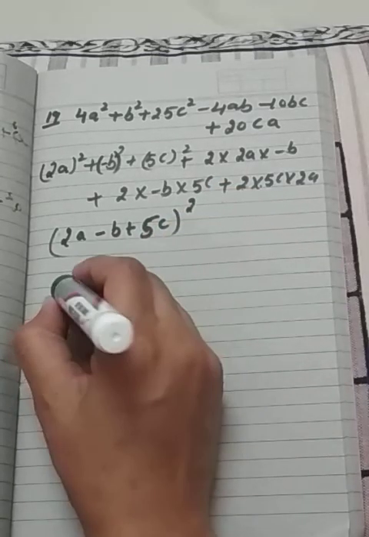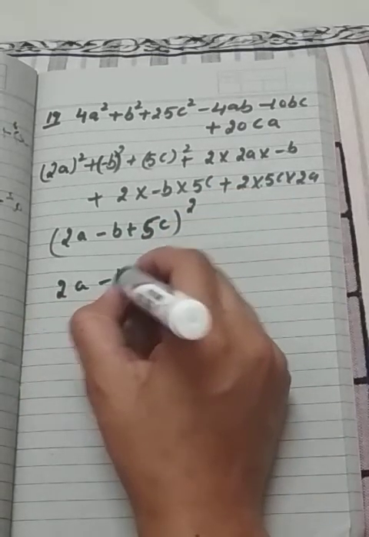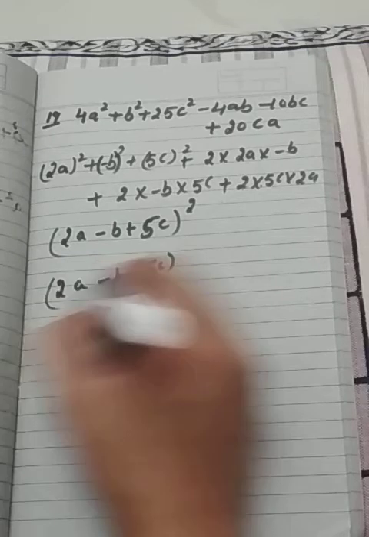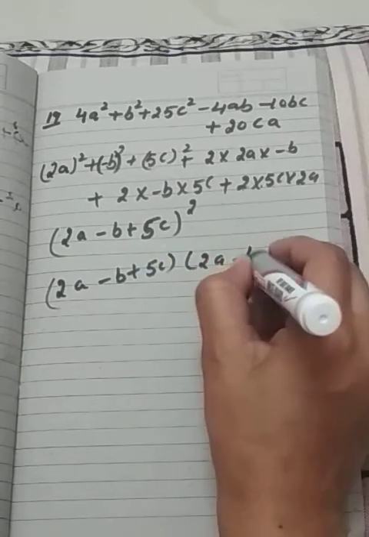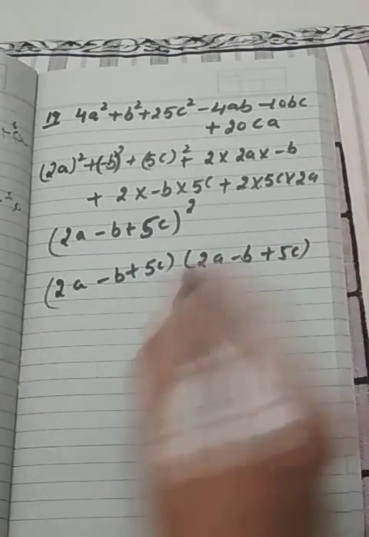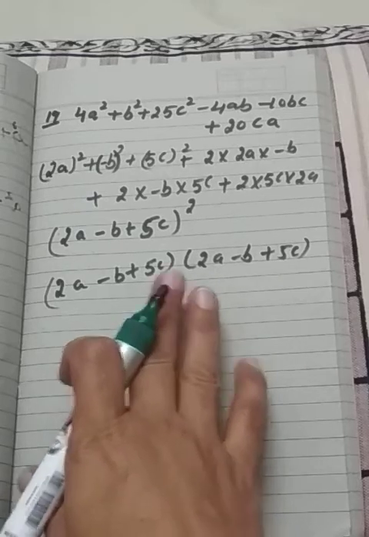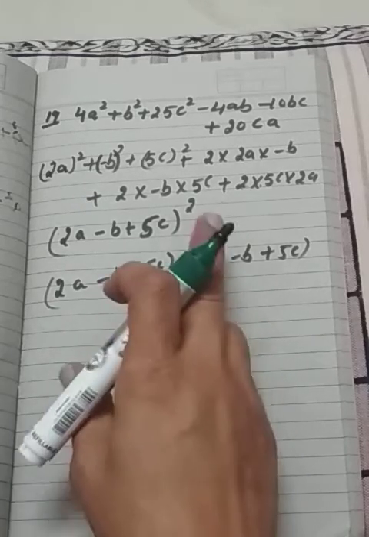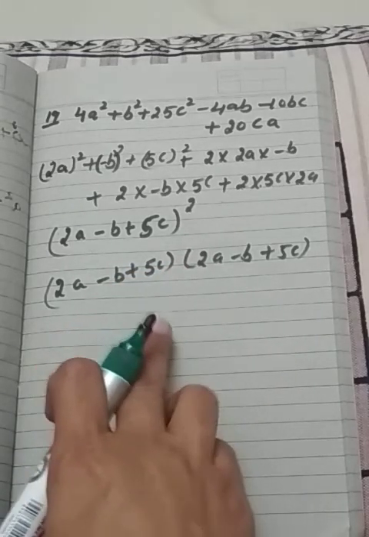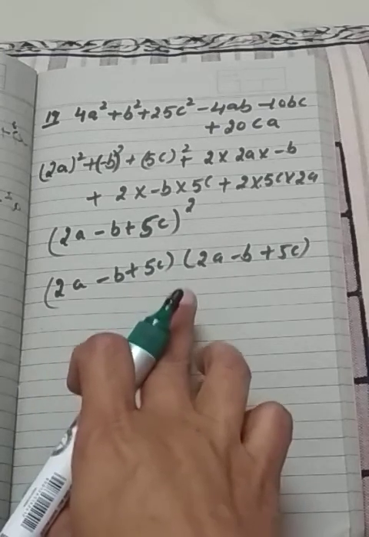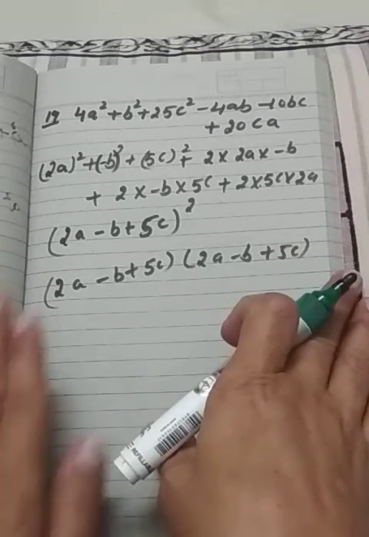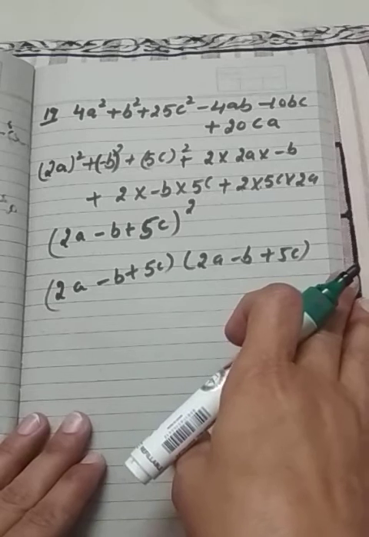Now write it 2 times. 2a minus b plus 5c. Again 2a minus b plus 5c. If you miss the identity, then your marks will be deducted. You have to write the identity in all the parts. I am not writing in this part only, but you have to write in all the parts.